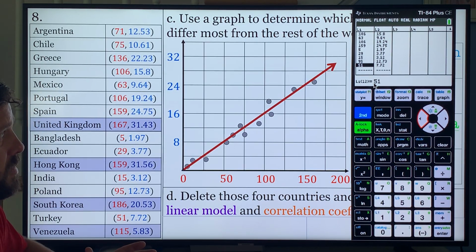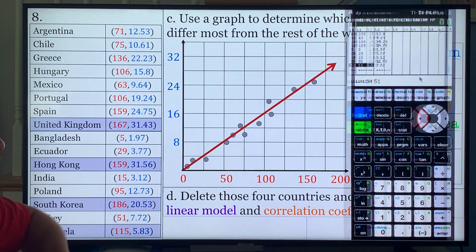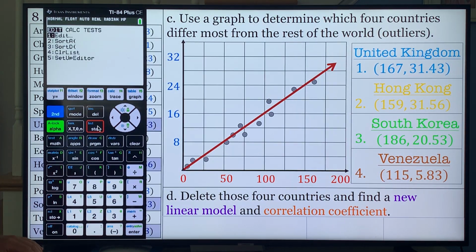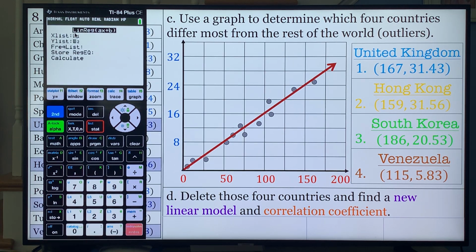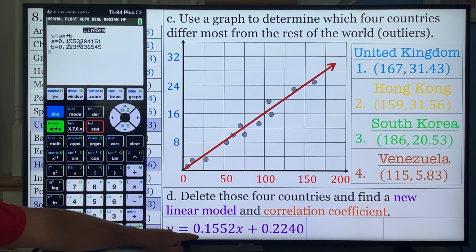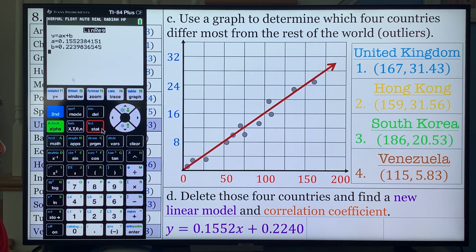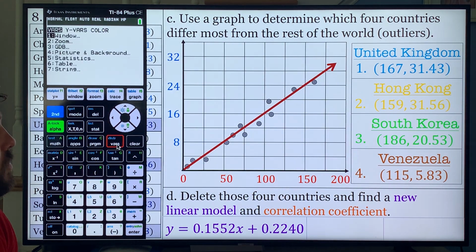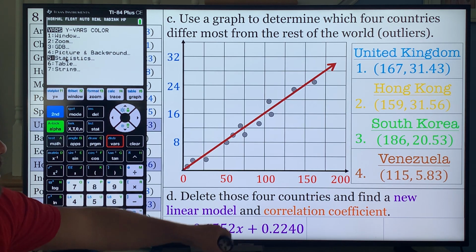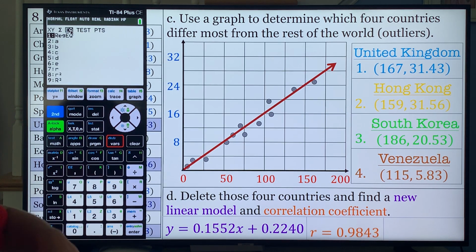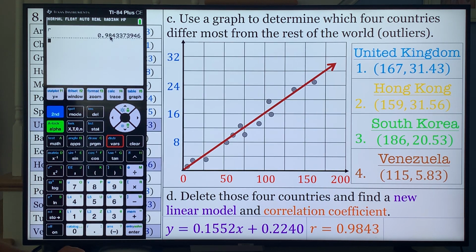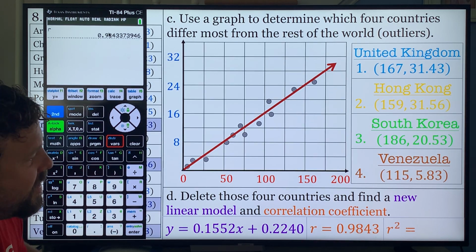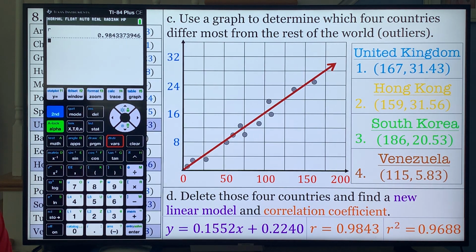So now we got our new points. You're going to hit Stat, Calc, and we're going to find a new linear model. Our new one is 0.1552x plus 0.2240. All right, so that's a new slope that we're going to use. A little similar. Now we're going to find a new correlation coefficient. Once again, you hit Vars, Stat, EQ, go down to that, and now it's 0.9843. All right, that gives us a percentage of 97%.